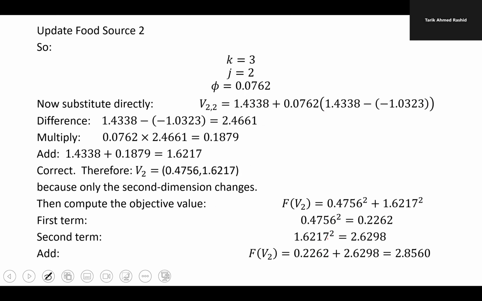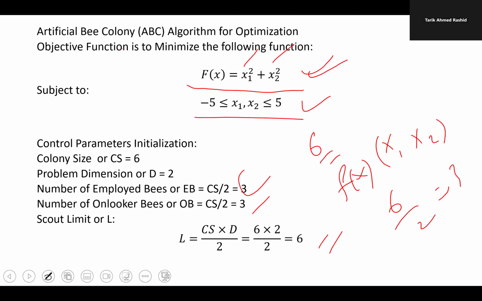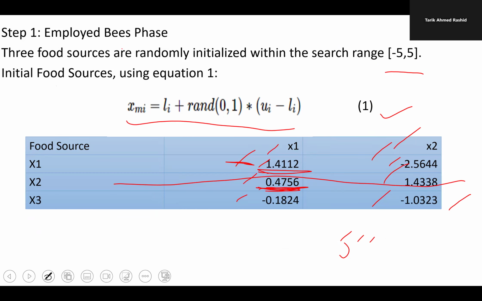Now let's do food source 2. K is 3. That means we go to the third food source. And J equals 2, so the second dimension of that third food source, which is 1.4338. So here is food source 2, and that's it.